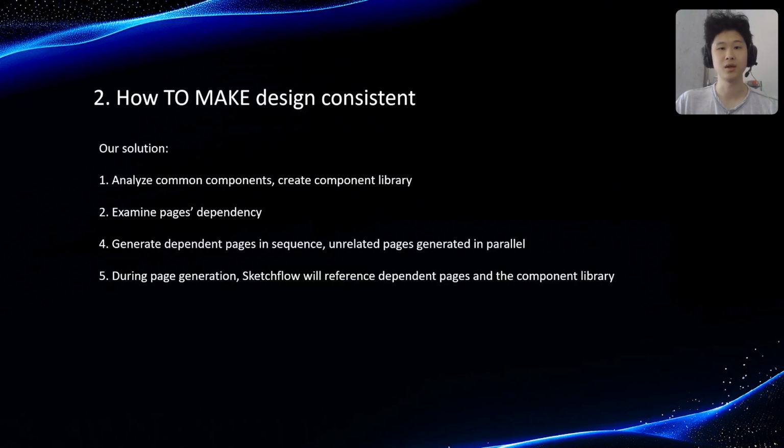To solve this problem, Sketchflow AI first analyzes the application to identify common components and builds a shared component library. It then maps out dependencies between pages, generating the library first and using it as foundation. Dependent pages are created in sequence, while unrelated pages can be created in parallel. When producing each page, the system references both the library and related pages to ensure every design element stays consistent. This structured approach makes the final product feel more cohesive and professional, rather than a collection of disconnected screens.